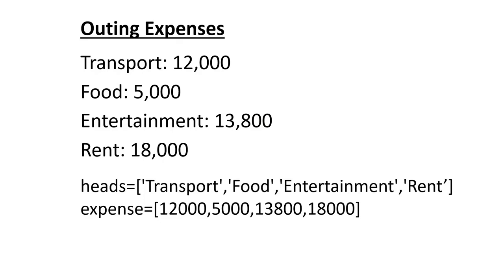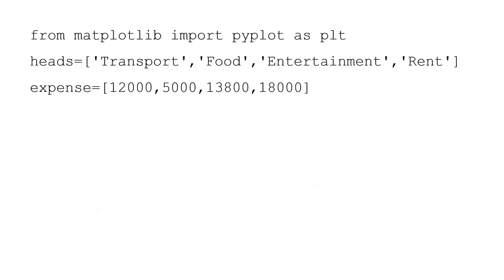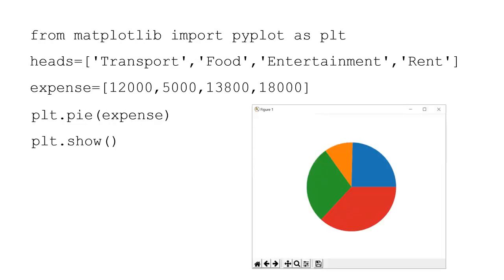Let us take the same example of family outing. Now we shall represent this data as a pie chart. Here is the code. After importing pyplot and defining the lists, we call pie function with expense as an argument. Then we show the graph, and here is the output of the code.